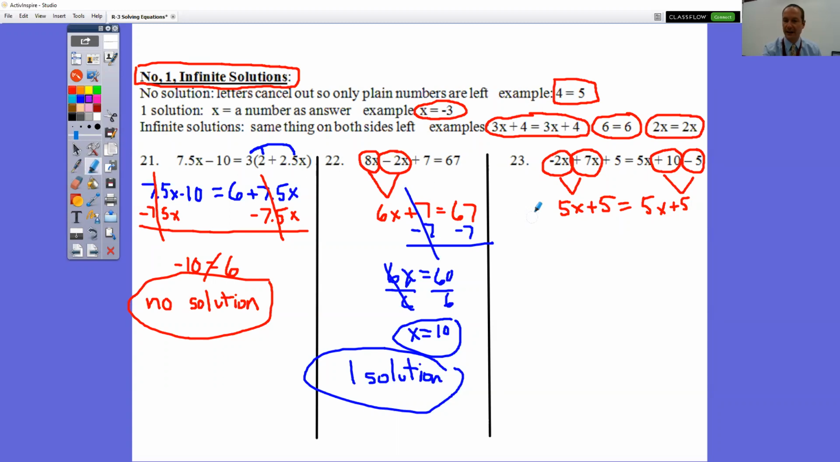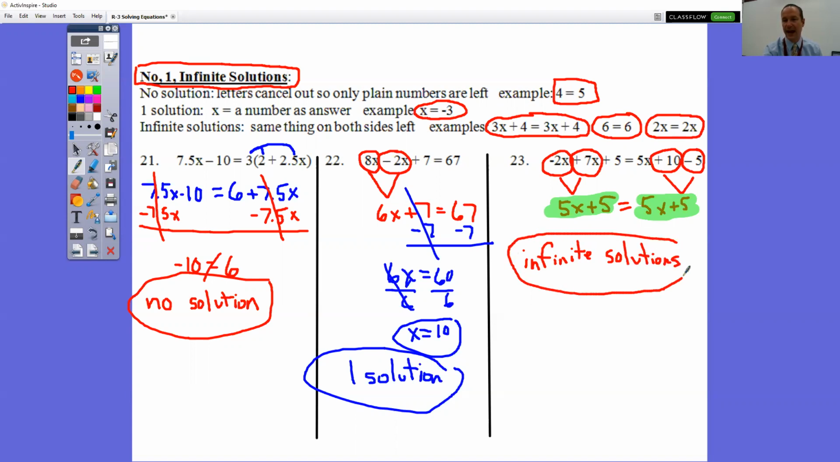Now, when you take a look at this, notice that we have a 5x plus 5 on one side of the equal sign, and we have the same exact thing, 5x plus 5, on the other side of the equal sign. Since we have the same exact thing on both sides of the equal sign, this would be infinite solutions. And again, that's what you would type into the answer box today.